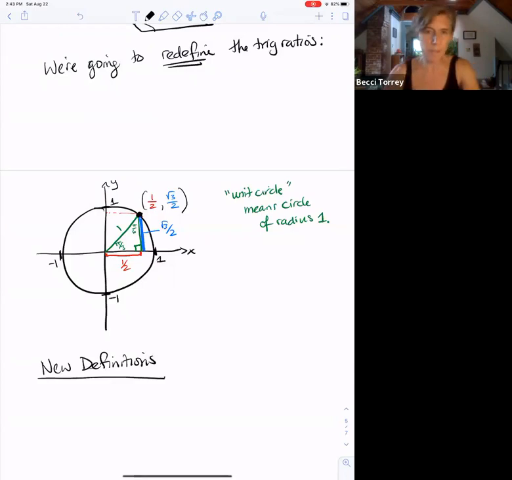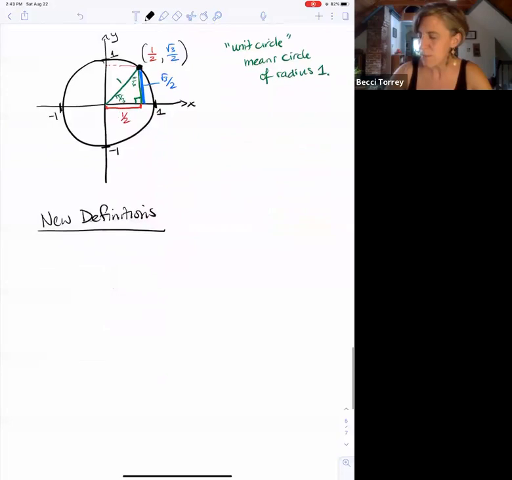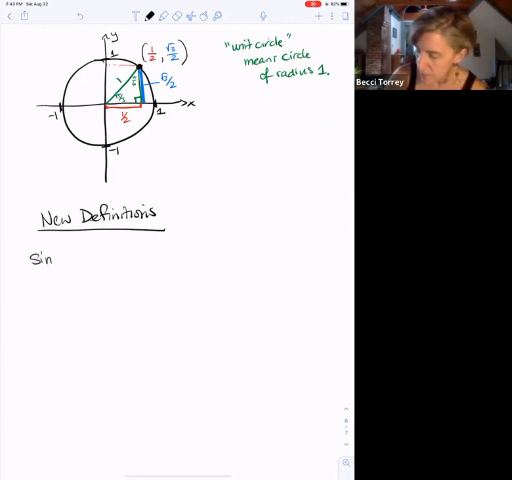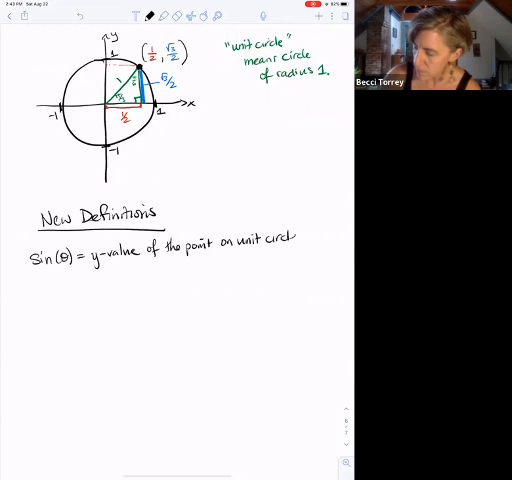If you happen to know this information about your angle and the corresponding point, it makes these definitions super, super, super easy. In particular, sine of an angle theta is just the y value of the point on the unit circle corresponding to the angle theta.